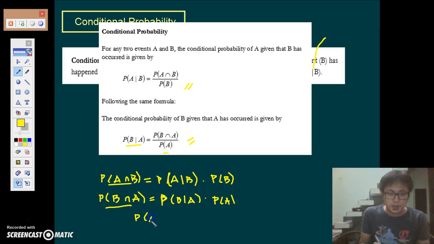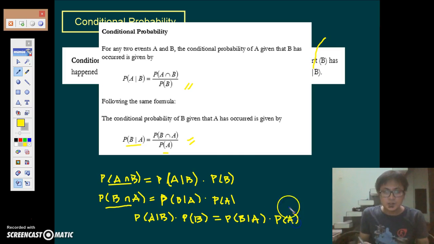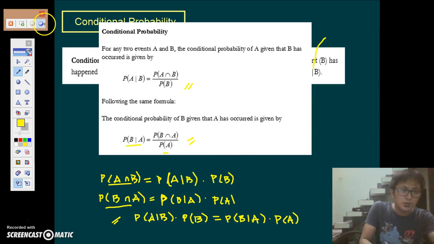So P of A given B times P of B is equal to P of B given A times P of A. So there, basically you have these three formulas, including the one that's derived from the two. So just showing you the relationship. Now let's have some problems.